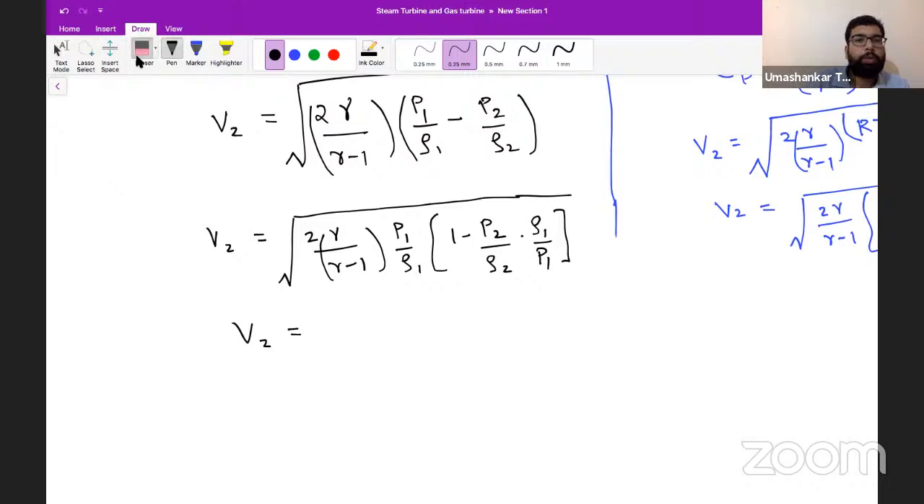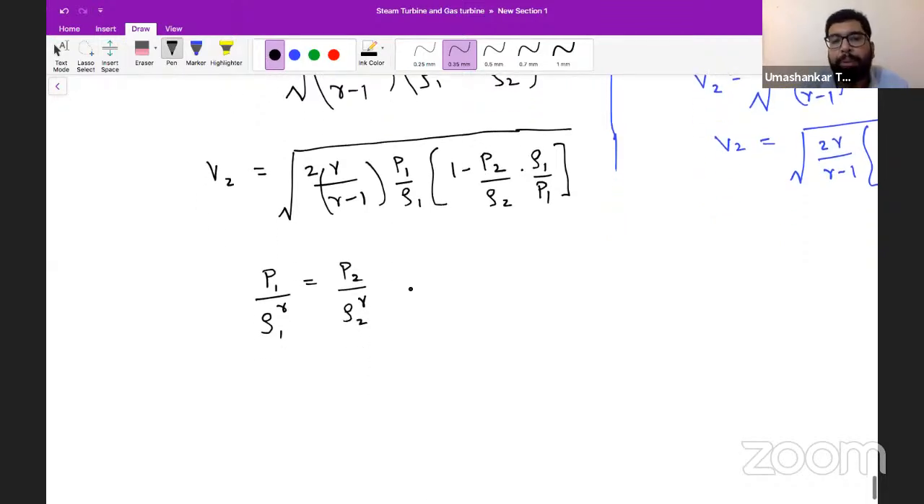Let me use the fact that we are seeing isentropic flow. So in isentropic flow, we know that P1 by rho 1 to the power gamma is equal to P2 by rho 2 to the power gamma. This is the relation we saw in the last lecture as well. This is nothing but PV to the power gamma is constant.